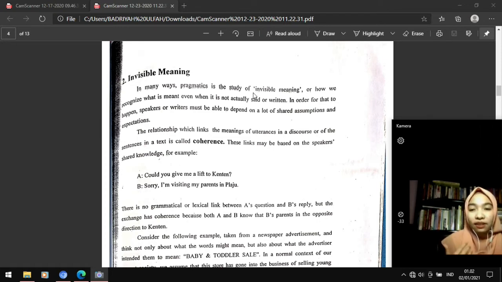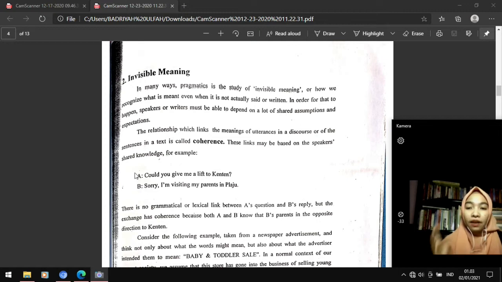But the relationship which links the meaning of utterances in a discourse or of the sentences in a text is called coherence. Yeah, the links may be based on the speakers' shared knowledge, for example. So this happens when these two people already understand or have the background knowledge, or they have the shared knowledge.